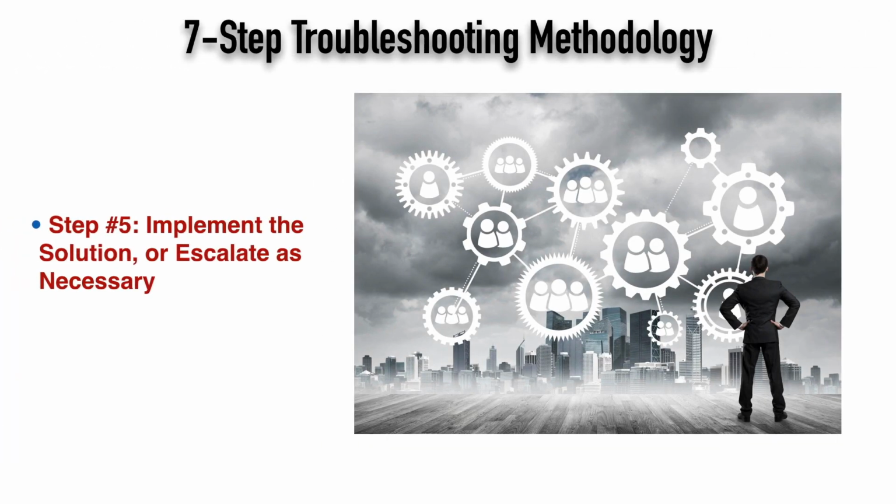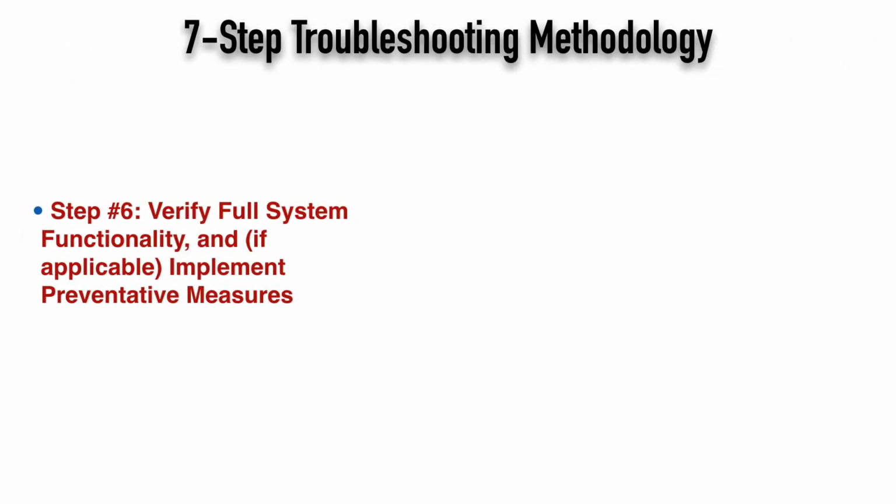Then, once we've determined an appropriate time to implement the solution, we might need to go ahead and implement it on our own, or if we don't have access to do whatever it is that needs to be done, we might need to escalate that problem to another group within our company. Step number 6 is to make sure that everything's good now. Is everything functional after we apply this fix that we've tested and determined to be the underlying issue?